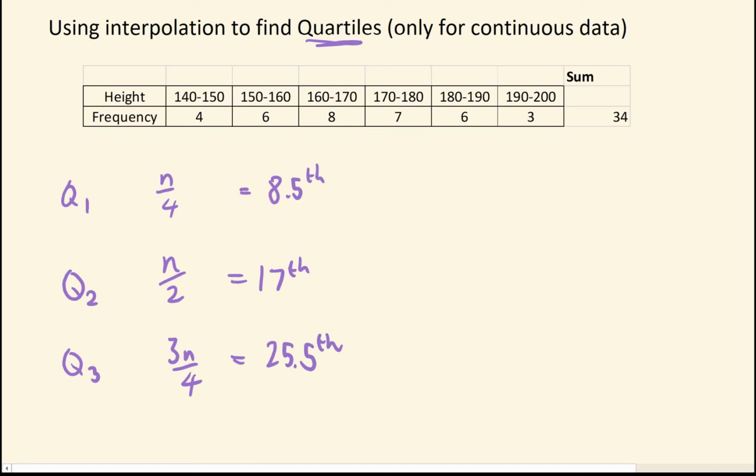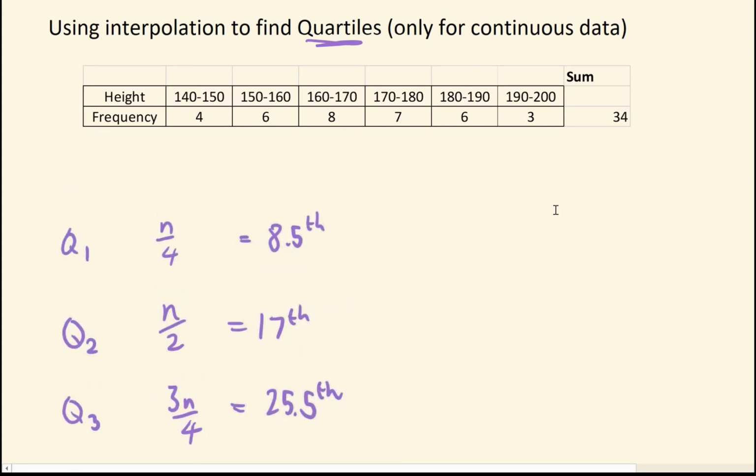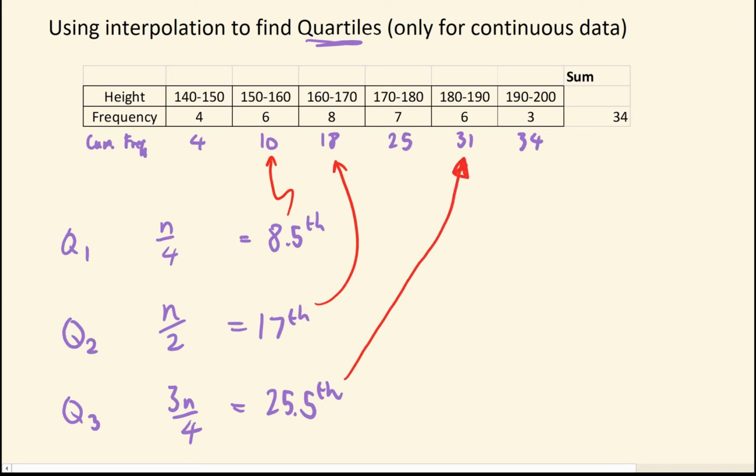We're then going to work out in which class width each of those pieces of data is going to lie. To do that, the best thing you want is to have a running total for your frequency. So if I have a cumulative frequency, that's going to be 4, 10, 18, 25, 31, and takes up to 34. So I know that the 8.5th piece of data will be somewhere in here, the 17th piece of data will be somewhere in here, and the 25th piece of data will be somewhere in here.